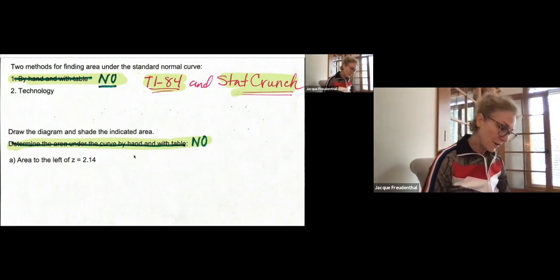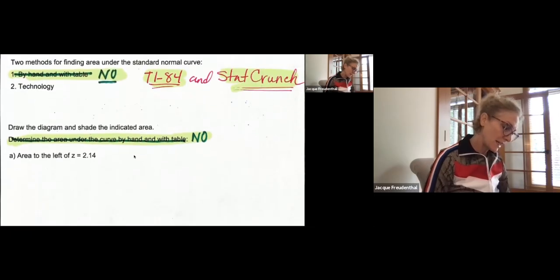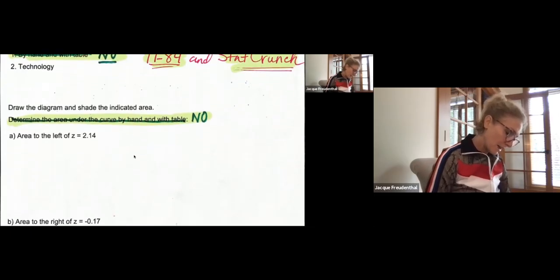Okay, so this is the first problem. Draw the diagram and shade the indicated area. Okay, so I'm going to draw this diagram. It's a normal distribution.